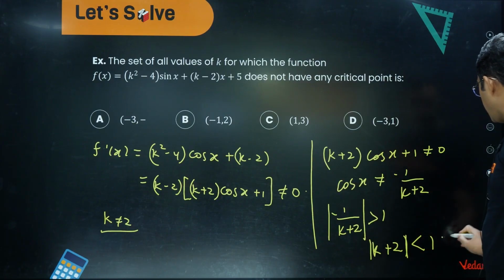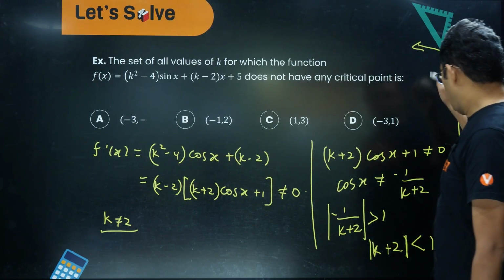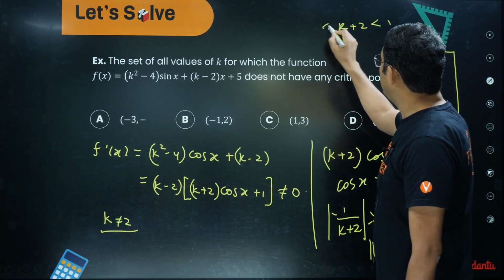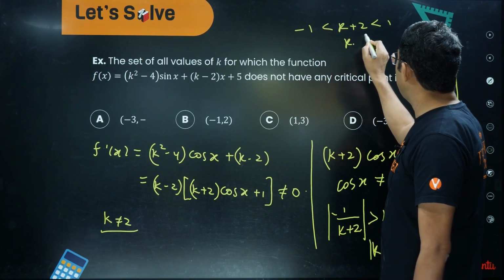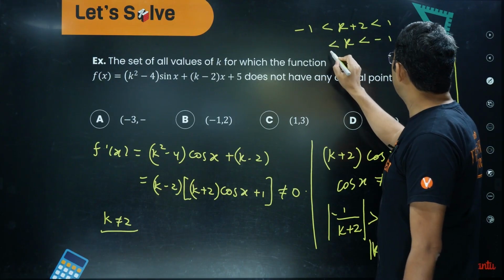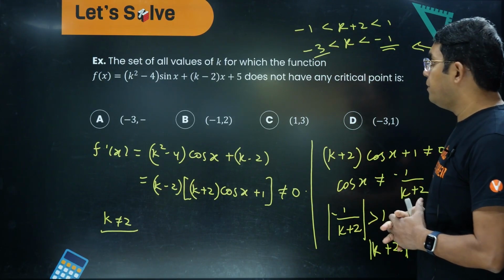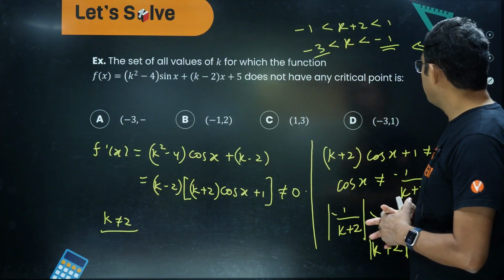It can be done directly also, or we can use that property: k plus 2 will be less than 1 and greater than minus 1. So k will be less than minus 1 and greater than minus 3. So the range of k should be minus 3 to minus 1.